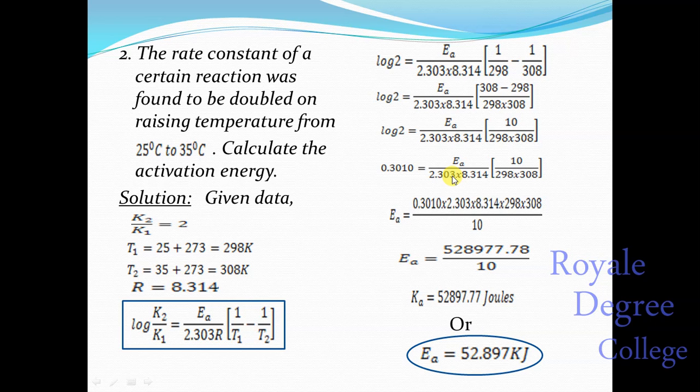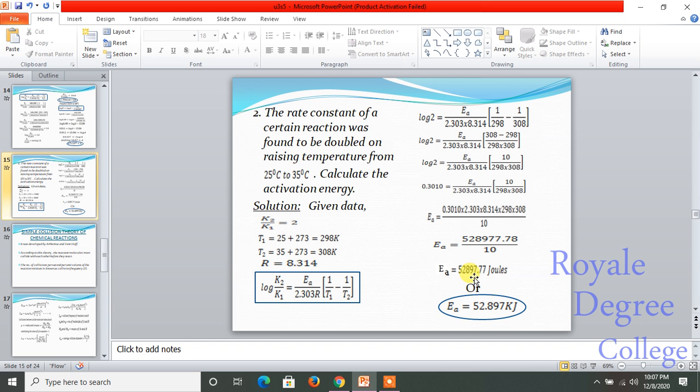If we are bringing to the other side this whole value, that is 0.3010, this denominator, all these are cross multiplied and going to the numerator, and this 10 is coming in the denominator. Then we are multiplying that numerator value, so we will get this value divided by 10. If we are dividing that, we will get the value of this particular thing. So here you can see the Ea value is equal to this value divided by 10.